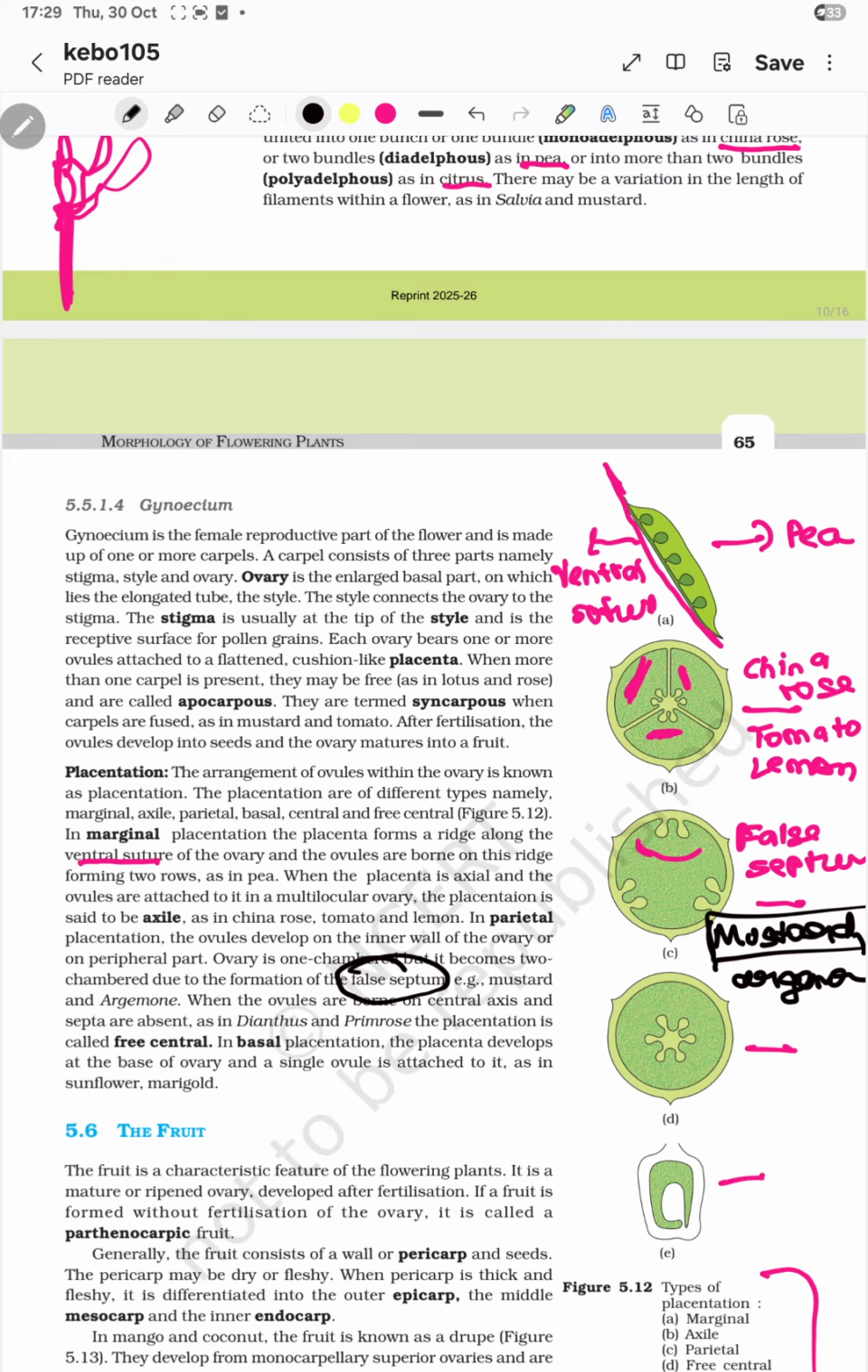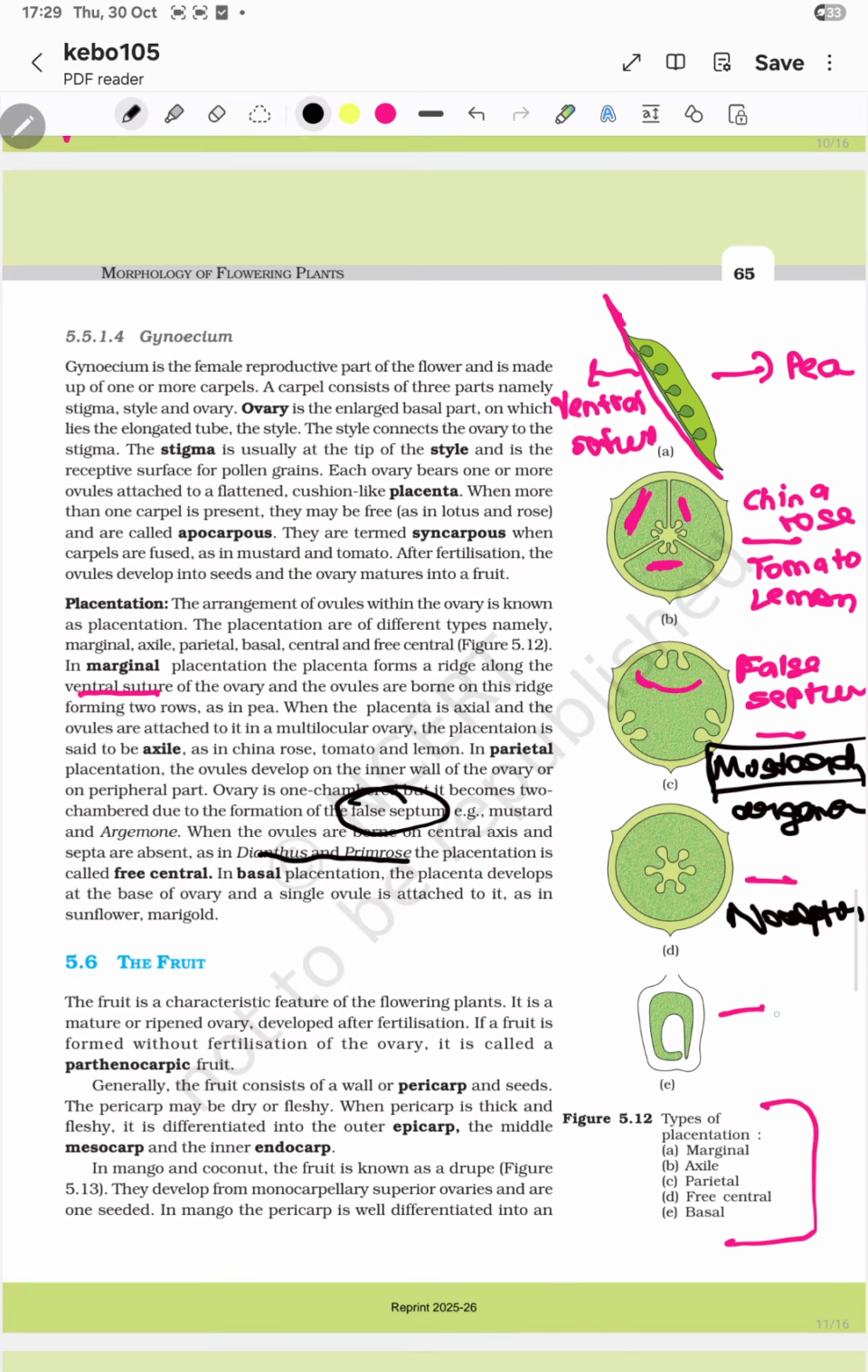Free central placentation means there is no septum. Basically, free, no septum. For example, we have dianthus and primrose. Basal placentation consists of a single ovule at the base of the ovary. For example, marigold and sunflower.